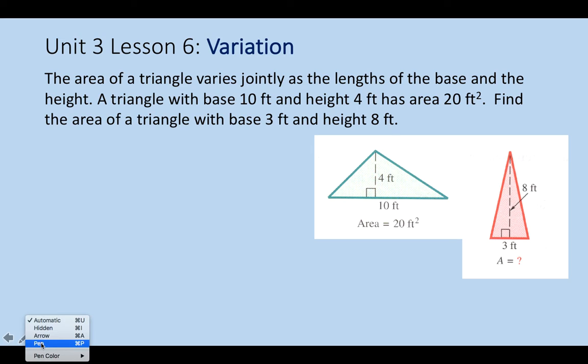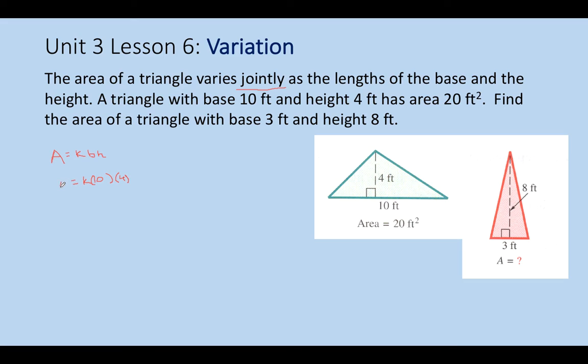Let's do maybe one or two more here. It says the area of a triangle, so area equals, varies jointly. So remember, jointly is when we have multiple independent variables and we're multiplying them. So as the lengths of the base and the height. So you got your constant and then the base and then the height. Well, it says a triangle with a base 10 and a height of 4 has an area of 20.